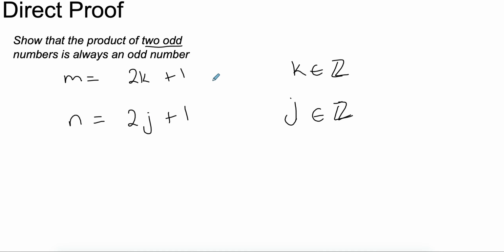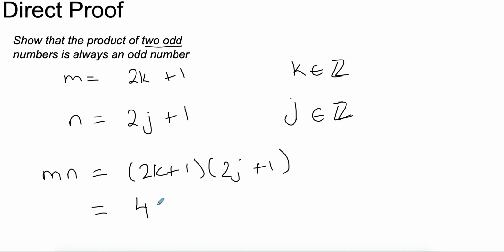So just the long explanation of this setup is important for other examples that are similar to this. So I want to show that the product of them is always an odd number, so let me multiply them. So I'm going to go mn is (2k plus 1) and (2j plus 1).